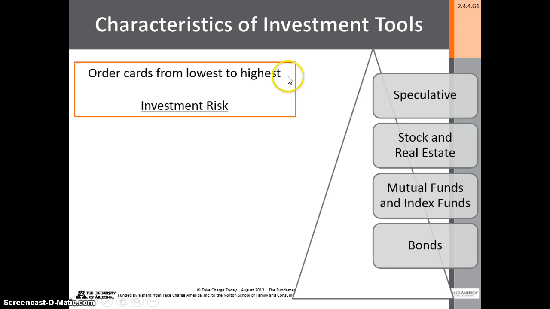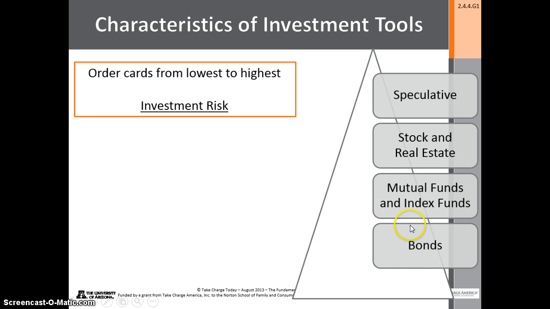Characteristics of investment tools. Here, what I want you to do is take a second and pause the video and see if you can put in order these 4 cards, like they were supposed to be cards, but we're just going to play it mentally. Put them in order from lowest to highest in the risk range. So which one of these is the lowest in the investment risk range?